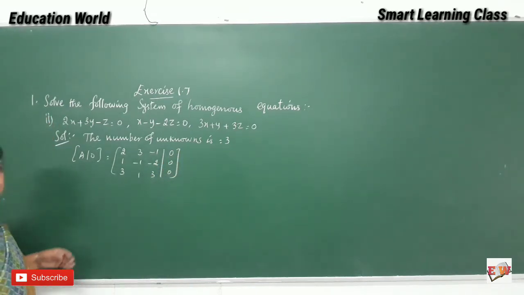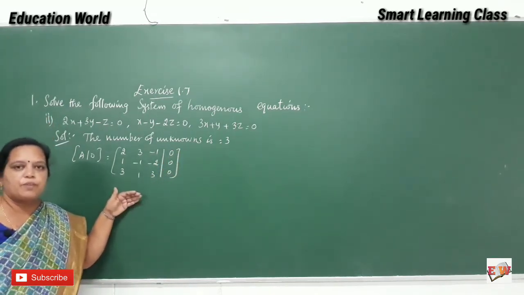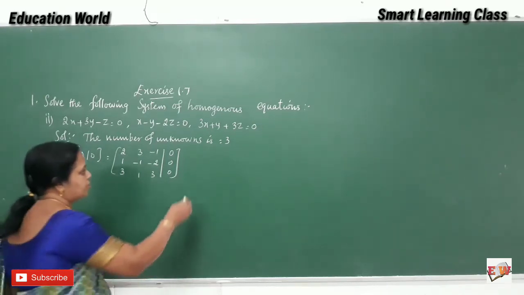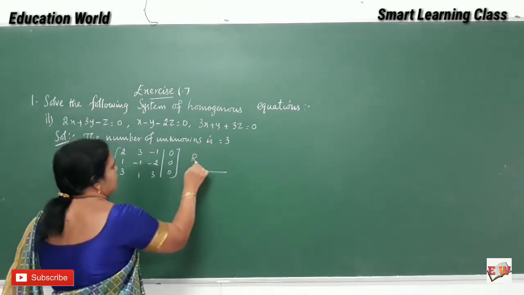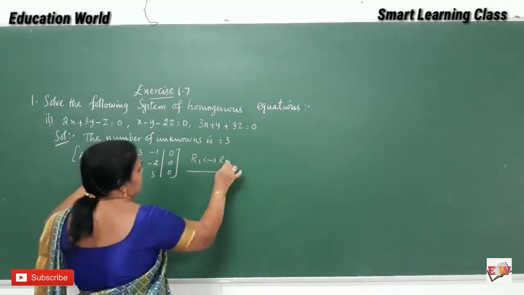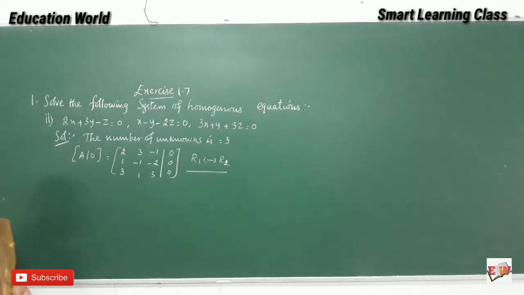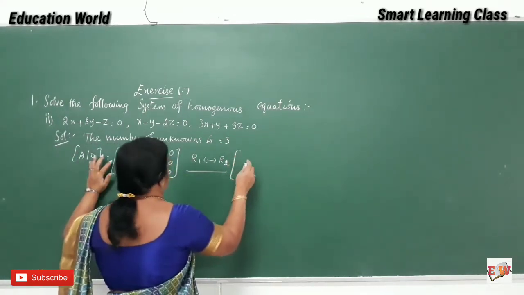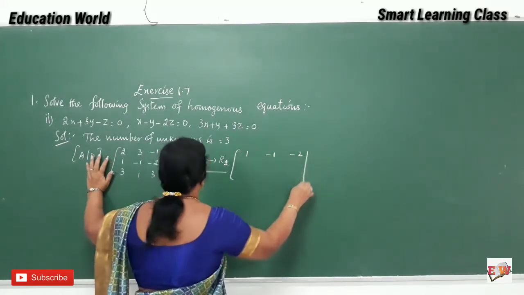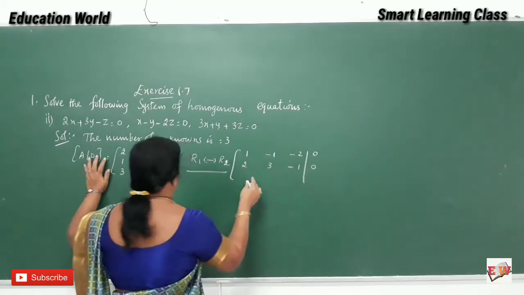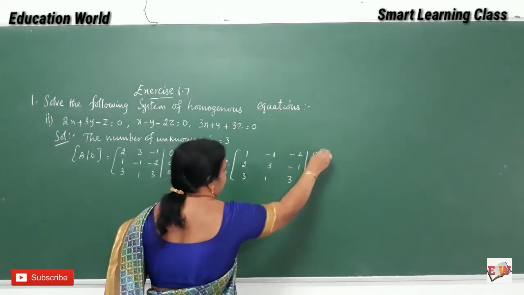We have to reduce this augmented matrix into row echelon form. For that we have to apply the elementary row operation on this augmented matrix. First I am going to interchange R1 and R3. Why? Because it is very easy to do the simplifications. So: 1, minus 1, minus 2, 0; 2, 3, minus 1, 0; 3, 1, 3, 0.